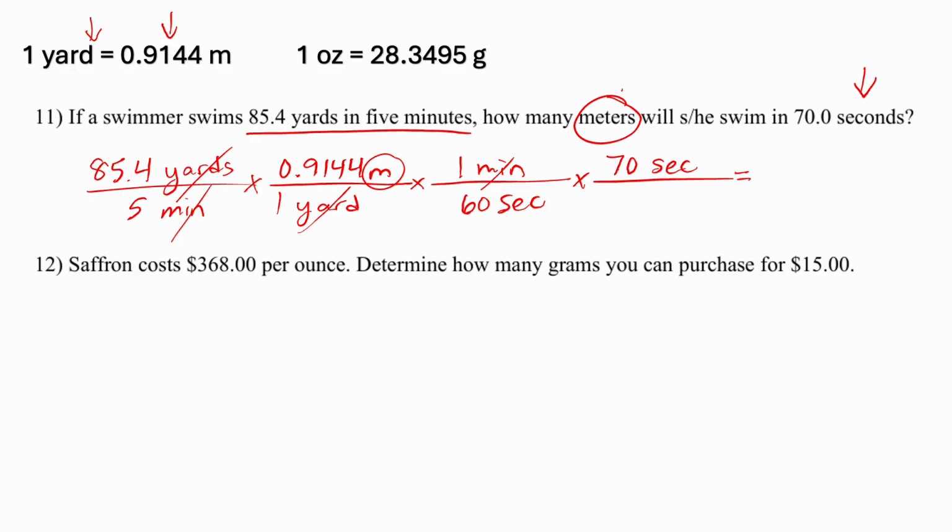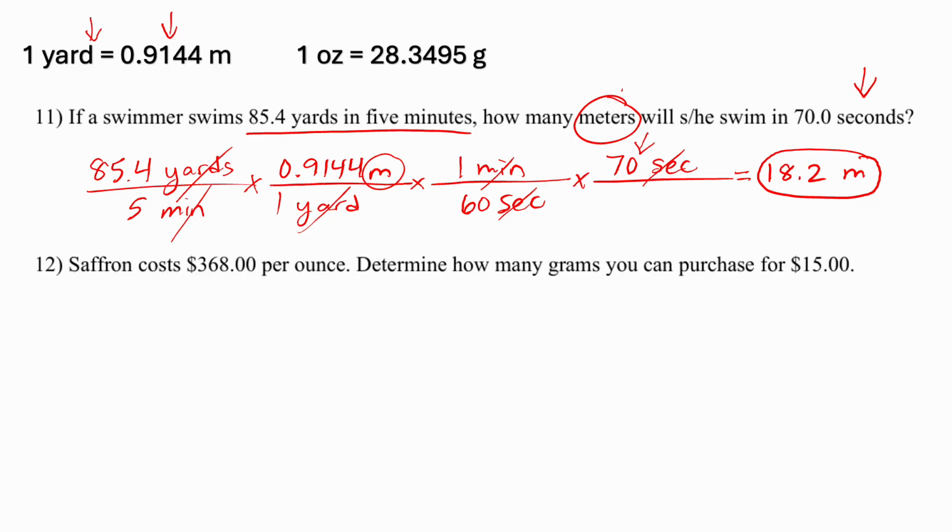So now I can go ahead and calculate 85.4 divided by 5, press equals, times 0.9144 because it's in the numerator, divide by 60 because it's in the denominator, press equals, and then multiply by 70. That gives me 18.2 if we're rounding to 3 significant figures. Seconds is gone, so that is just meters. And that is 18.2 meters for every 70 seconds. So that is our final answer.